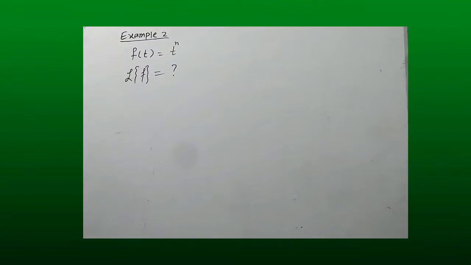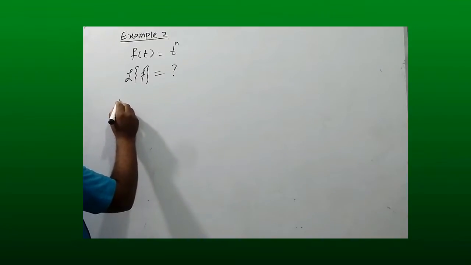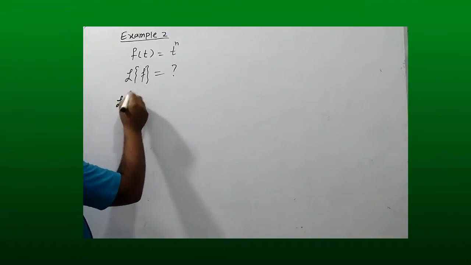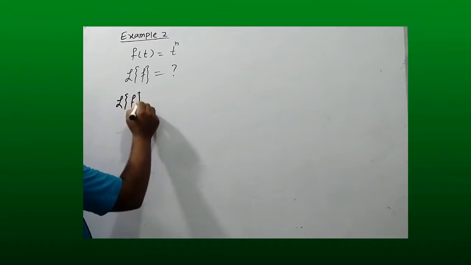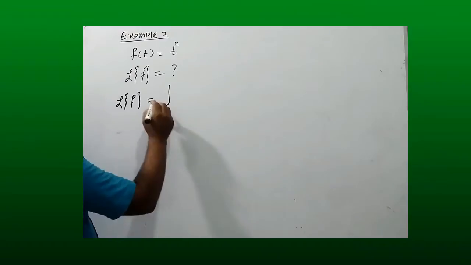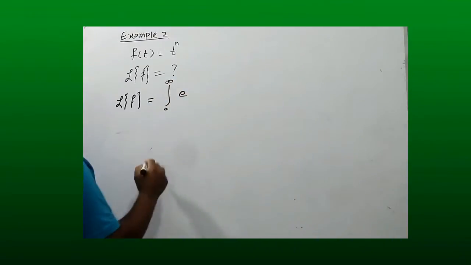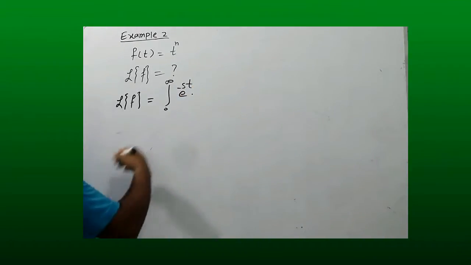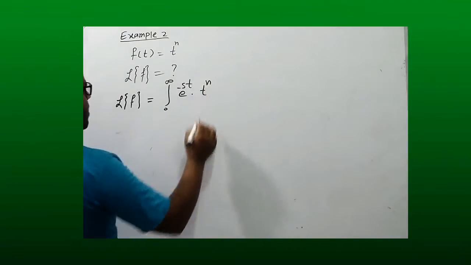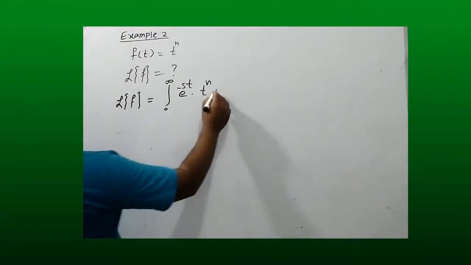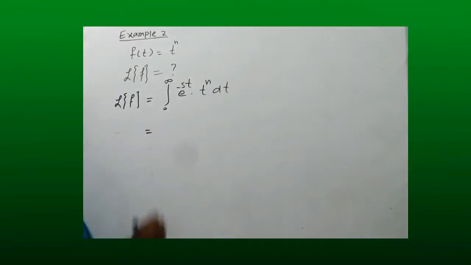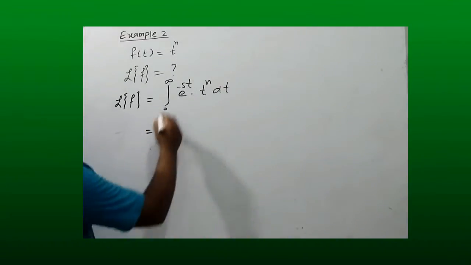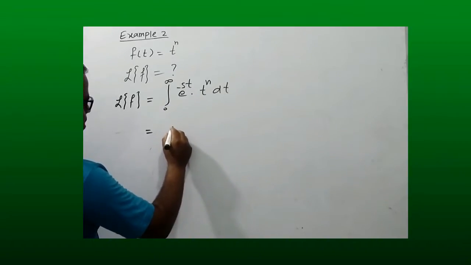Now we find the Laplace of t raised to the power n. So by the definition we know that Laplace of f is equal to the integral from 0 to infinity of e raised to the power minus st times f of t dt. And what is f of t? Here f of t is t raised to the power n.